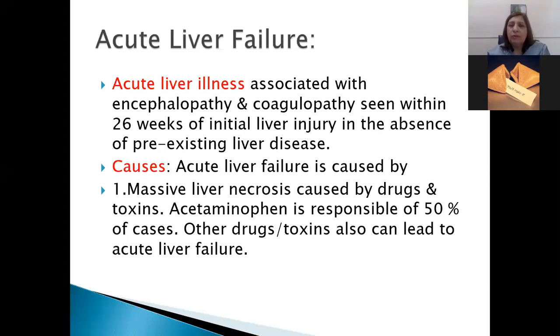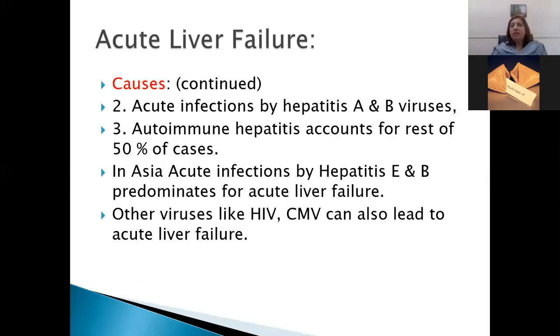The causes, as I've told you: number one is drugs and toxins, and the most important drug is acetaminophen, which is responsible for acute liver failure in 50% of cases. Other causes can be hepatitis A infection and hepatitis B infection. Hepatitis A is caused by the orofecal route, and hepatitis B infections are caused by the parenteral route. Both these hepatitis infections can be cured, but sometimes they are very aggressive and can lead to massive liver necrosis with acute liver failure. Another cause can be autoimmune hepatitis. It accounts for 50% of cases of acute liver failure.